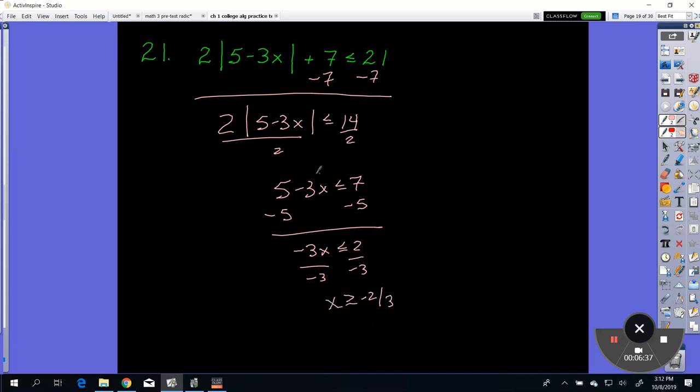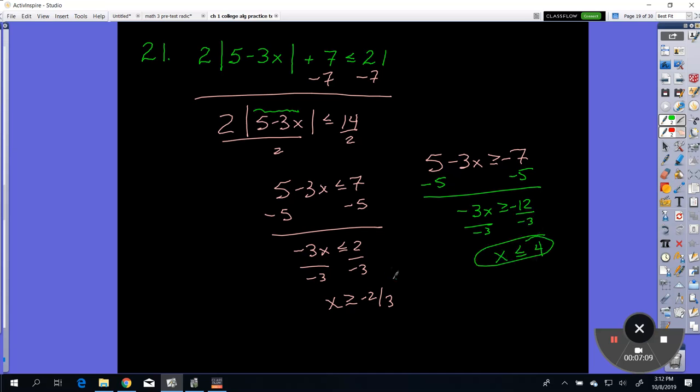Okay, so I'm going to come right here where I had 5 minus 3x, and I'm going to do the negative case. So I took the inside stuff, and I just do the positive case with this. Well, I did the positive case, now I'm doing the negative case. So I'm going to minus the 5, minus the 5. -3x is greater than or equal to -12. Divide it by -3, and x is less than or equal to 4.